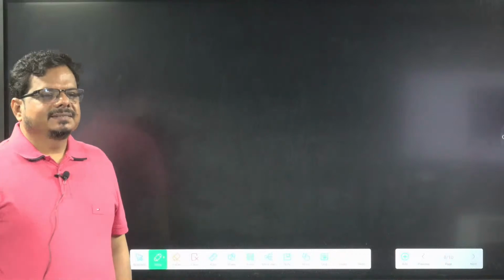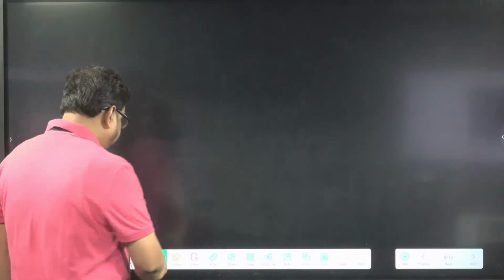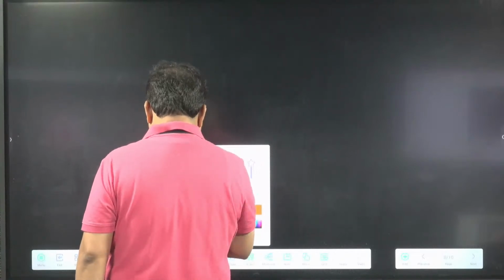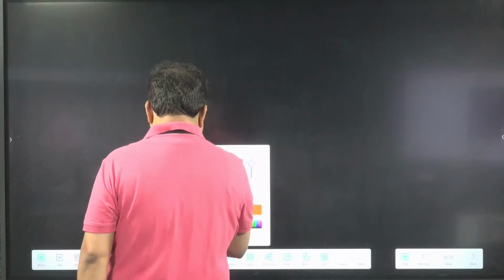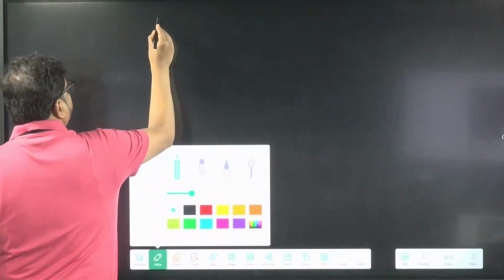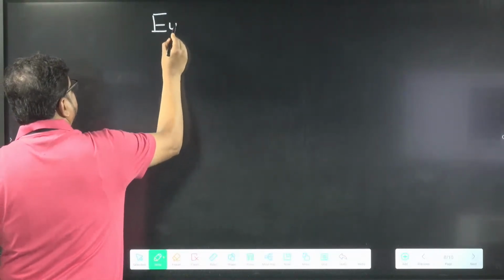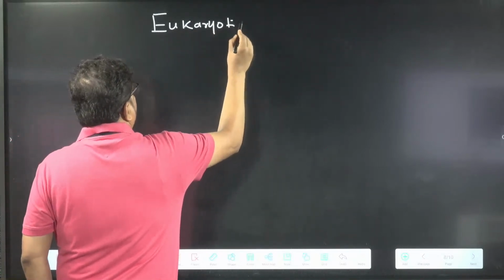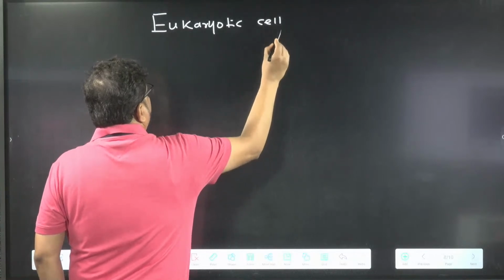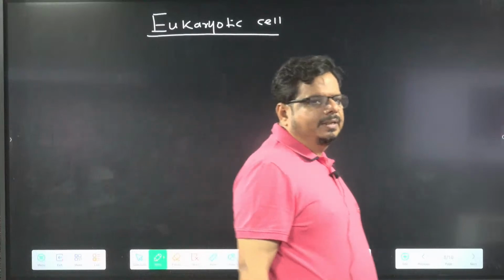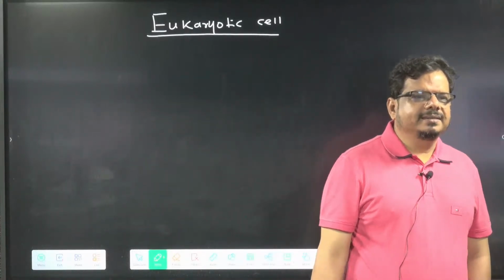So let's start once. We are going to start with the eukaryotic cell. Right. The prokaryotic cell is over. We are going to talk about the eukaryotic cell.